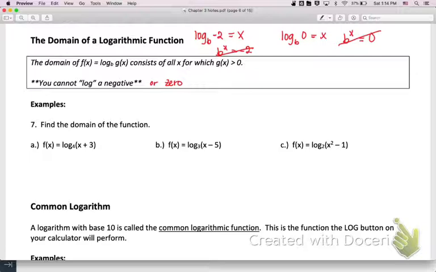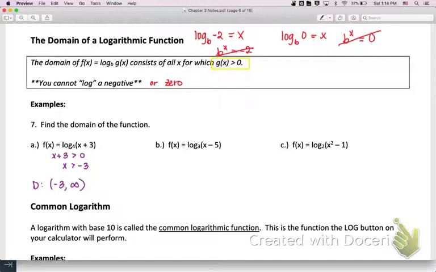So that means that this is the rule we need to follow: whatever is inside your logarithm must be greater than 0. So that's the algebra that we need to know. For example, if I have the log base 4 of x plus 3 and I want to know what the domain is, the rule is that x plus 3 must be greater than 0. So x must be greater than -3, which means our domain is going to be -3 to infinity.